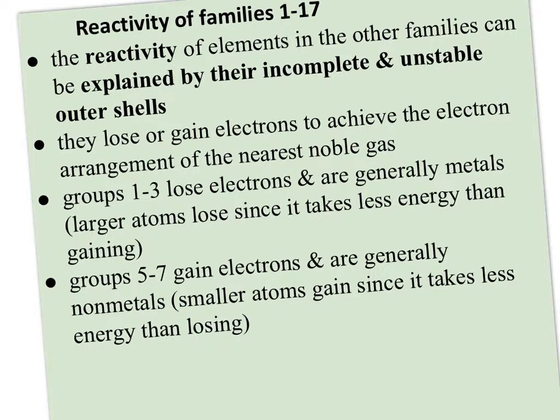Groups 5 to 7 are the smaller nonmetals, and so they have high electronegativities, high ionization energies, so it's more energy efficient to gain electrons. And then period 4 is where you have some metals, some nonmetals, and we see both gaining and losing going on within group 4.